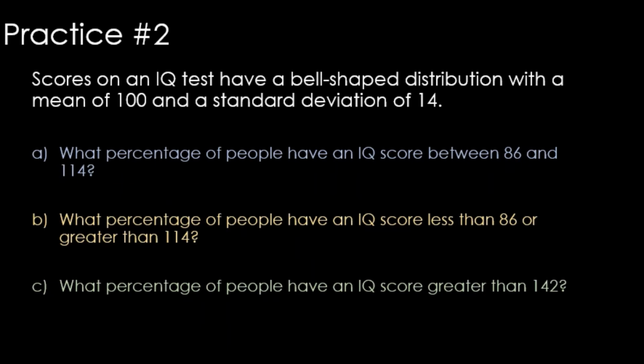Scores on an IQ test have a bell-shaped distribution with a mean of 100 and a standard deviation of 14. What percentage of people have an IQ score between 86 and 114? The first step is to build our distribution using the values that they give us.